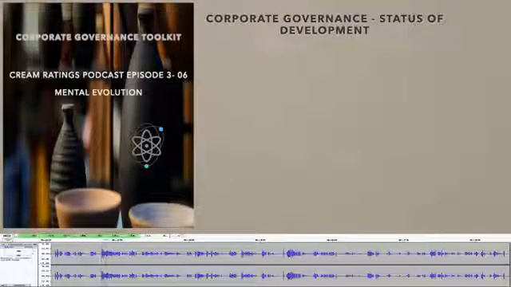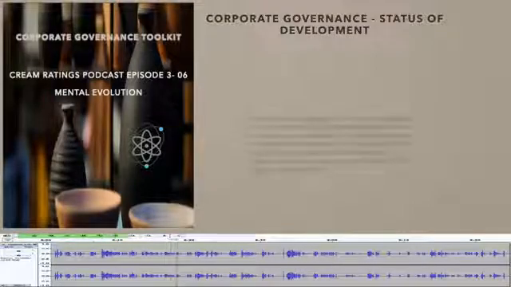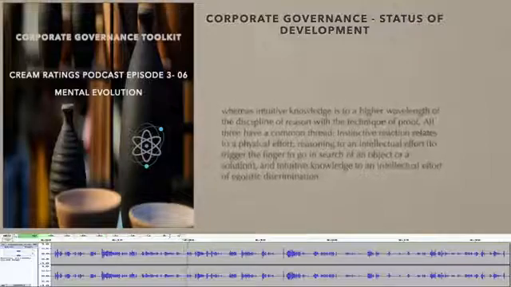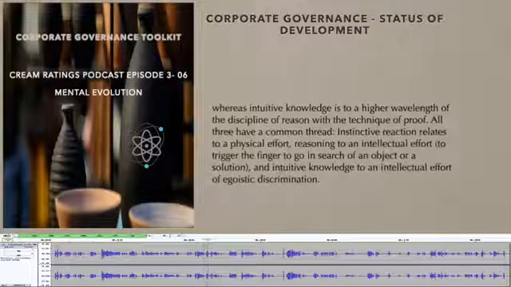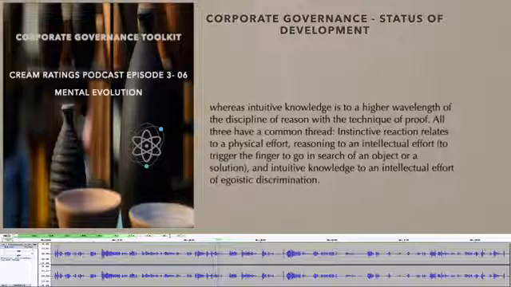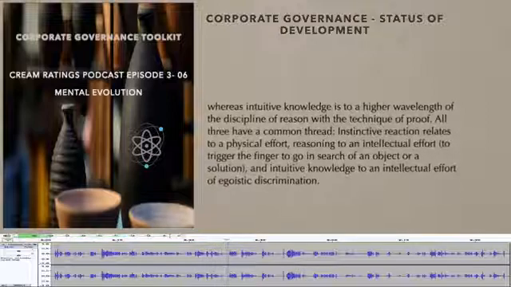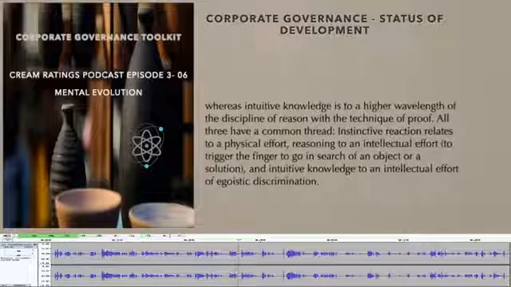That's what it says, that a finger that points to the object and disappears when the object is seen. That interest is not there. That is the second stage. When we know and our reasoned logical knowledge is gone, and we are not able to take any action on it, we just keep quiet. That's why the third one, whereas intuitive knowledge is to a higher wavelength of the discipline of reason with a technical proof. All three have a common thread.